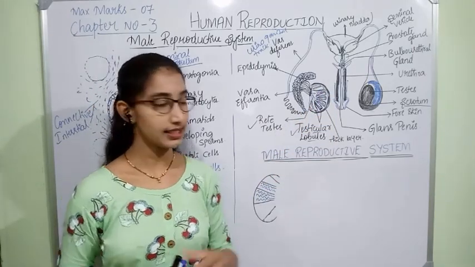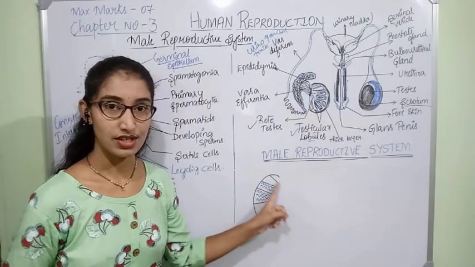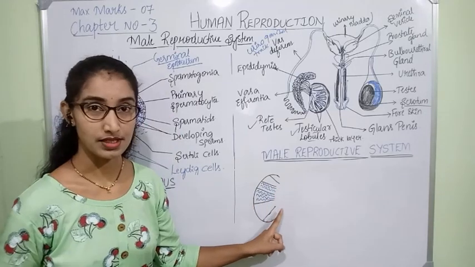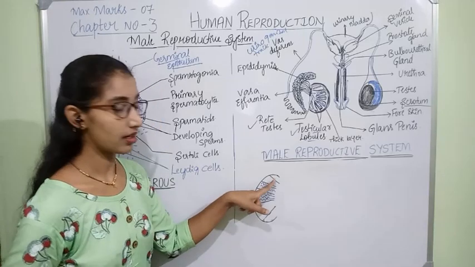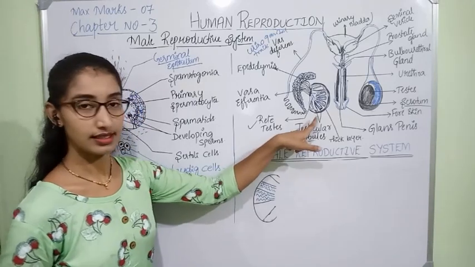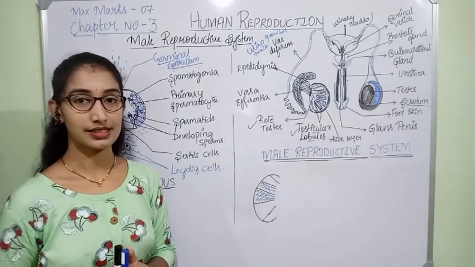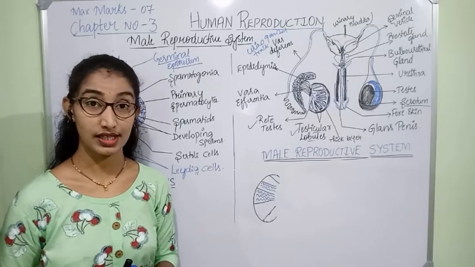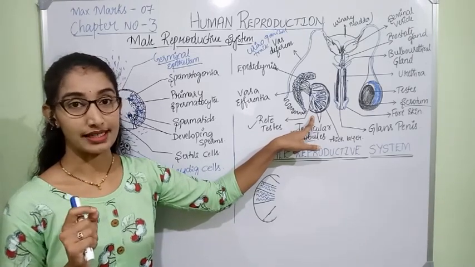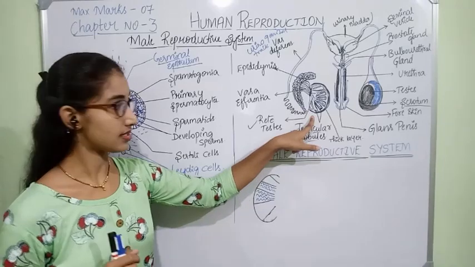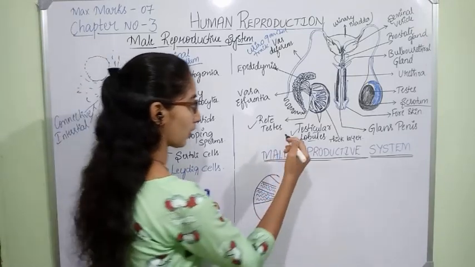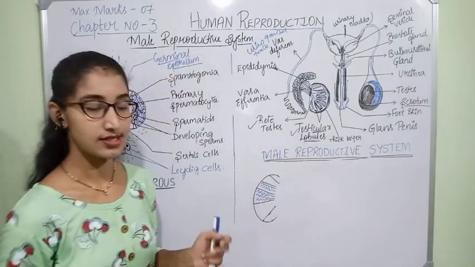Due to the formation of these cross walls, due to the extension of the membrane, septa are formed, and these septa form many compartments within the testis, approximately 250. So a single testis consists of about 250 compartments, and these compartments are called testicular lobules.